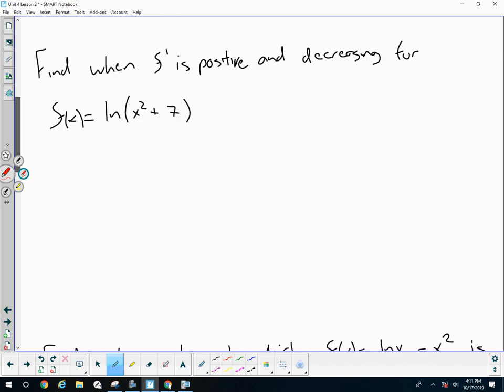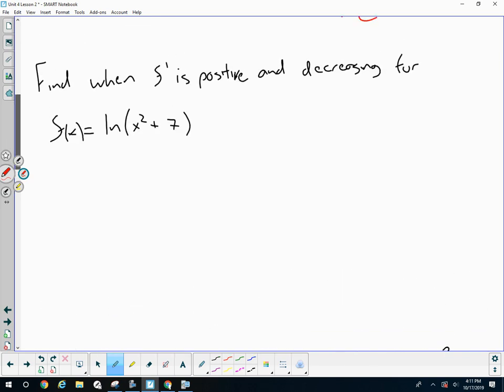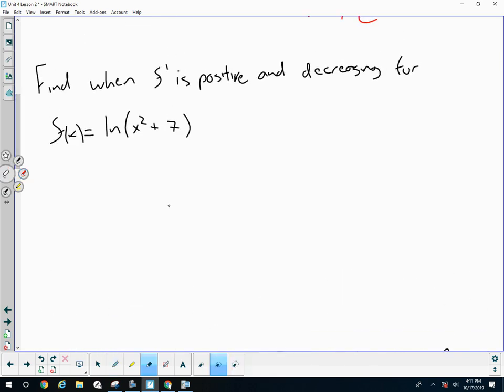Some more. This one's not great. I feel like I can change this. Why don't I change this from x squared plus 7 to x squared plus 4. Usually this works out nicely. Let's see. F prime is positive and decreasing. So I'm looking for f prime positive, f double prime negative. Let's see if that happens.